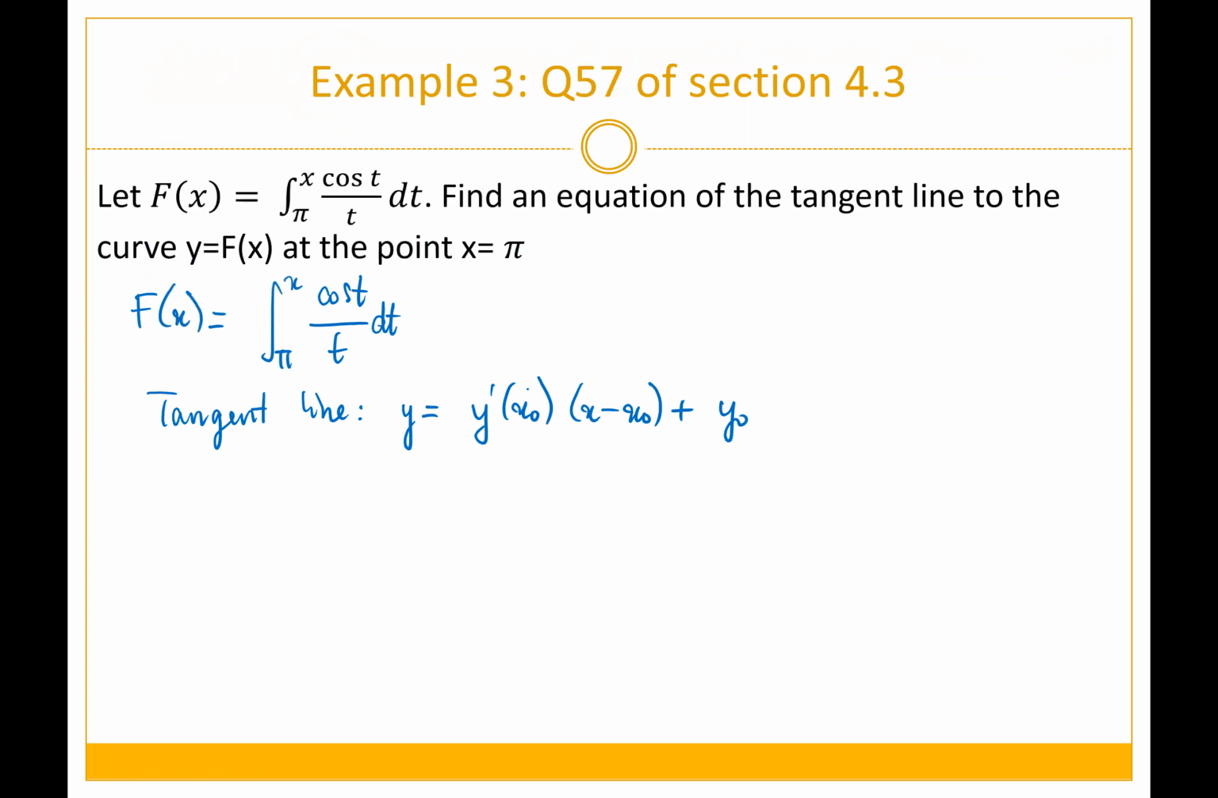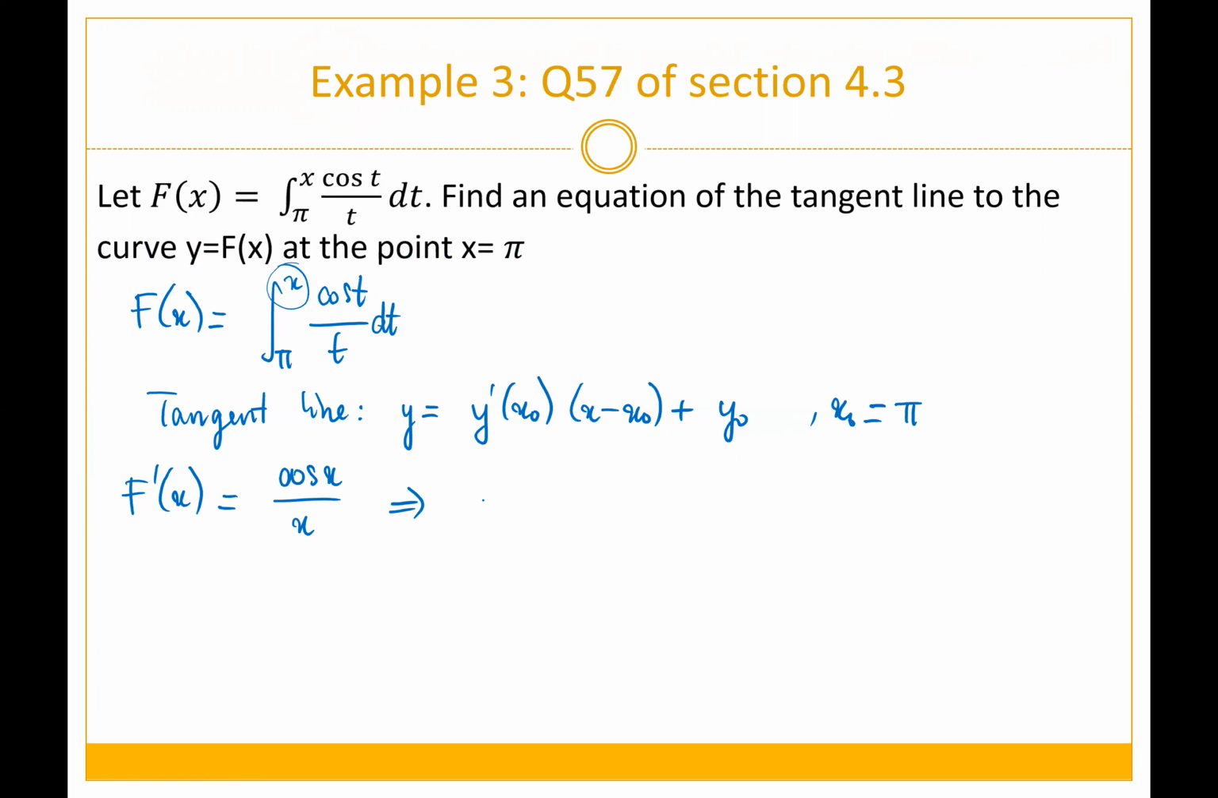Where x0 is the x coordinate at that point, and here x0 is equal to pi. Now, first we need to find what F prime of x is. Based on the fundamental theorem of calculus, we can immediately say it's going to be cosine of x divided by x. Why? Because when you have x as the upper boundary, it doesn't really matter what the lower boundary is. You can immediately conclude, based on the fundamental theorem of calculus, that F prime of x is cosine of x divided by x.